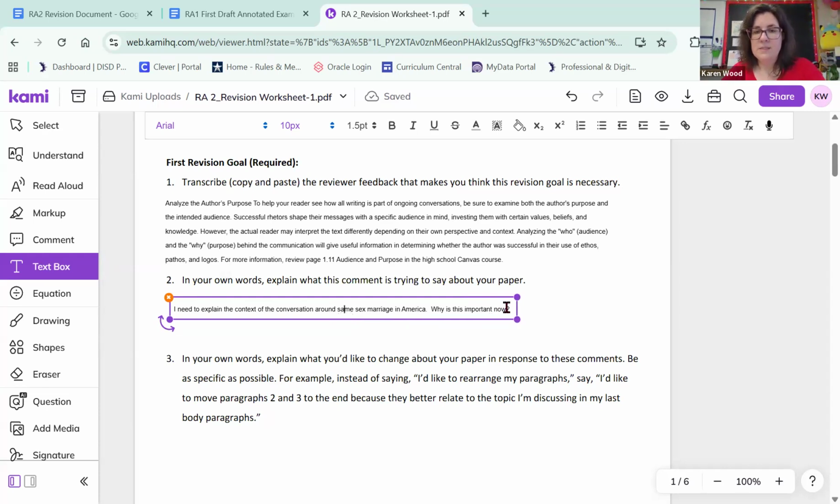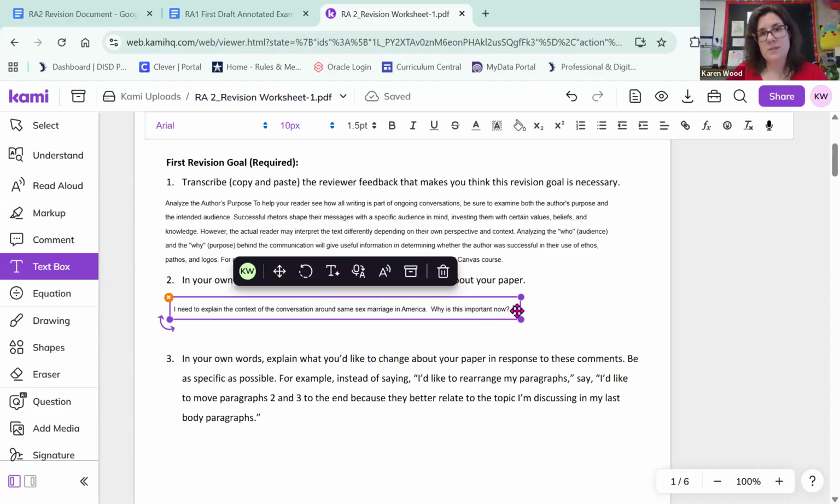So in this sense, we would need to explain that maybe to some people the conversation is not over. There might be some people who are afraid that the legality of same-sex marriages might be in question. So I need to explain that. I need to set that up.